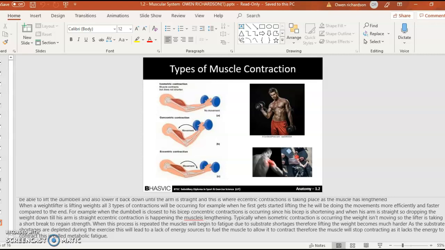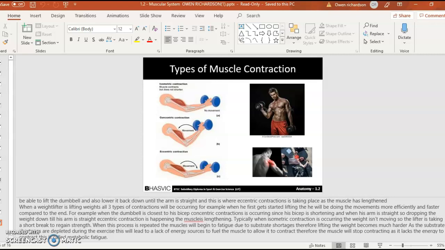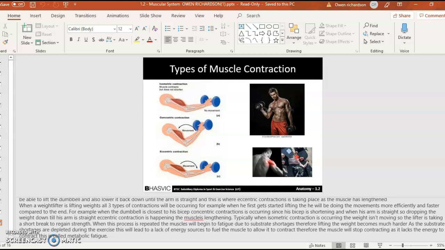Typically, isometric contractions occur when the weight isn't moving, so the lifter is taking a short break to regain his strength. When this process is repeated, the muscles will begin to fatigue due to substrate shortages, therefore the lifting will become much harder. As the substrates are depleted during the exercise, this will lead to a lack of energy sources to fuel the muscle and allow it to contract. Therefore, the muscle will stop contracting as it lacks the energy to contract. This is called metabolic fatigue.